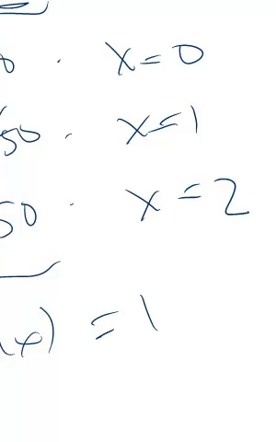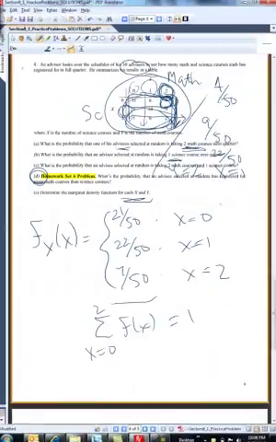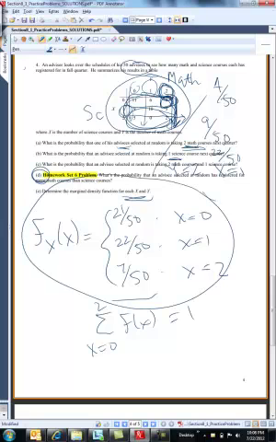Finding f of y is the same way, except I'm going to look at y equals 0 and then sum over my x's, y equals 1. So we're going to get f of y in the same way. So I think just determining the marginal for x here will be fine. And I have one more video to make for problem 5.